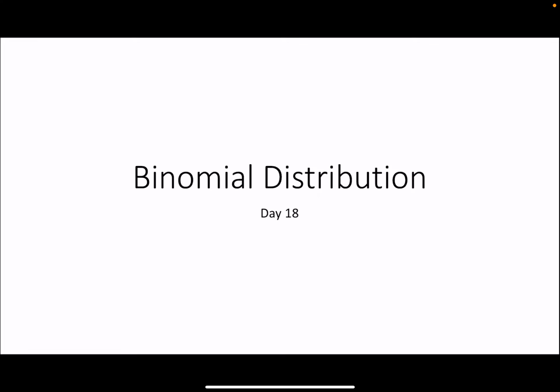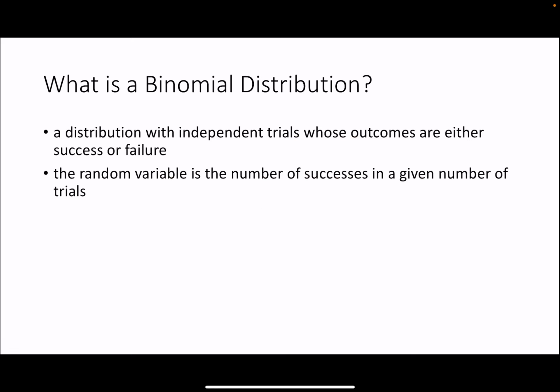Today we are talking about binomial distributions. It's another kind of probability distribution with its own features. So what is a binomial distribution? A distribution with independent trials whose outcomes are either success or failure. The random variable is the number of successes in a given number of trials.